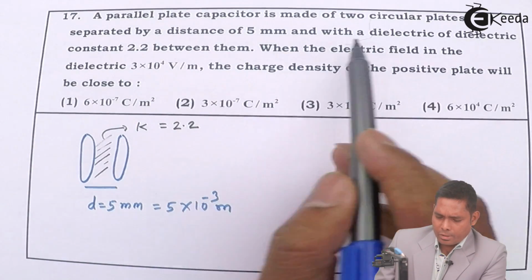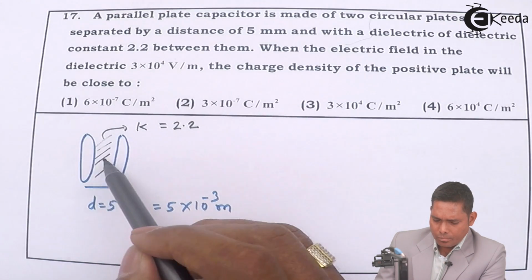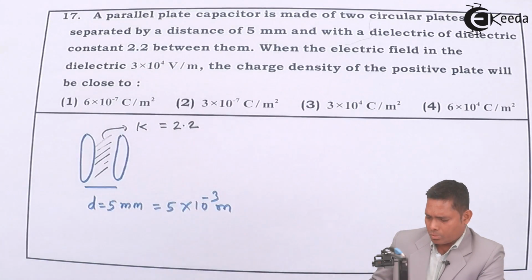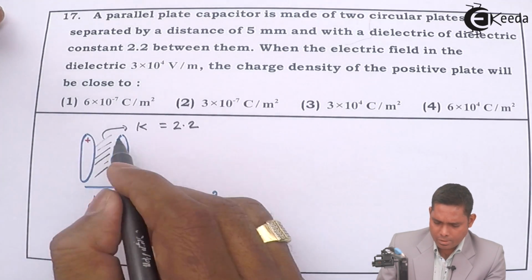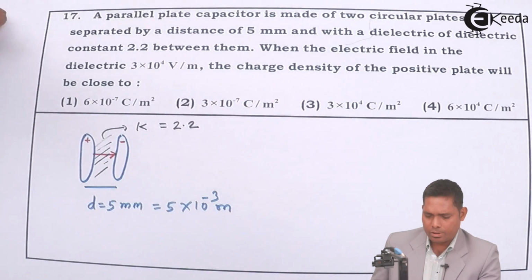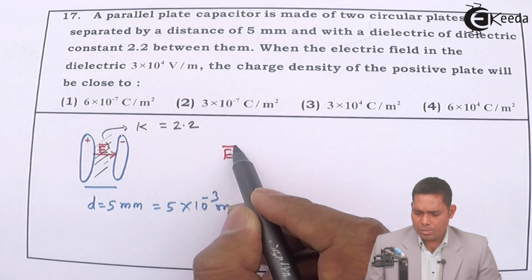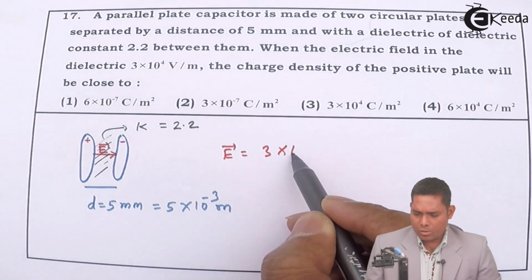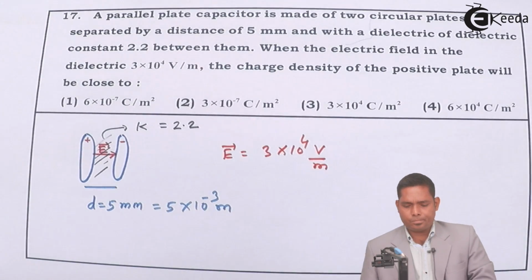The electric field in the dielectric, that is the electric field in the medium, is 3×10⁴. Suppose this is a positive plate and this is a negative plate, so the electric field will exist between the two plates. That electric field is E, and the E value is given as 3×10⁴ volt per meter.